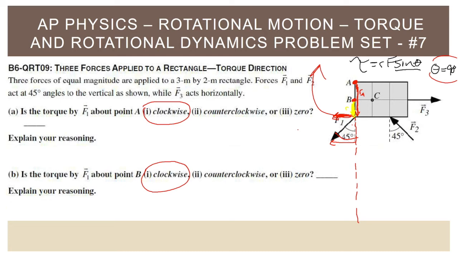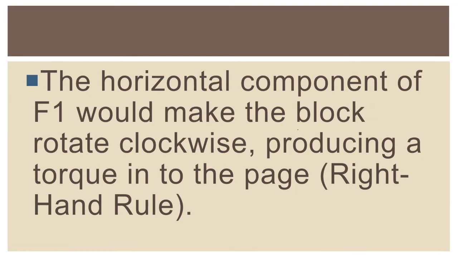And so there's a lot of things that we can say in this explanation here. But the main point is the horizontal component of F1 would make the block rotate clockwise, producing a torque into the page. And of course, I wrote in parentheses, right-hand rule. Now, this may not be the way that you like to think about this. So take a second to pause this video and either write this down or summarize the way that you came up with it in your own writing so you can help yourself to answer this or these kind of questions in the future. And when you hit play, we'll move on to some other parts.